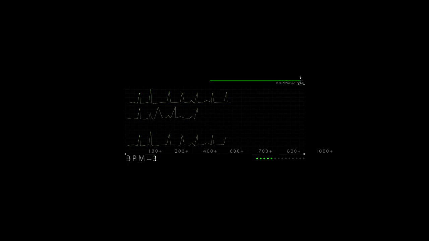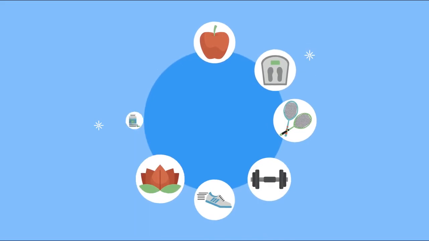There are so many safe ways you can maintain and monitor your vital signs at home. One of the best methods is through lifestyle choices.